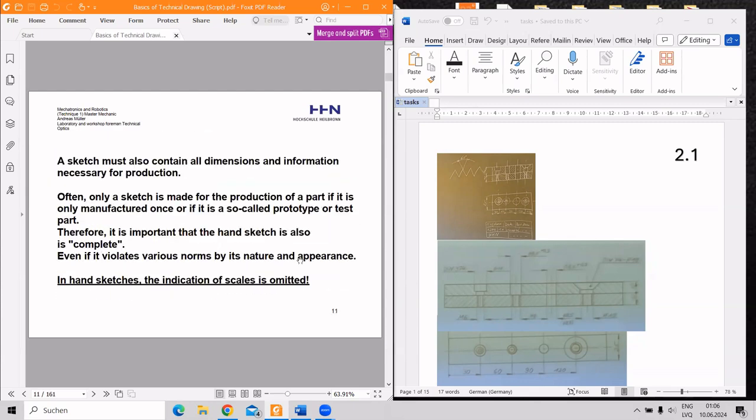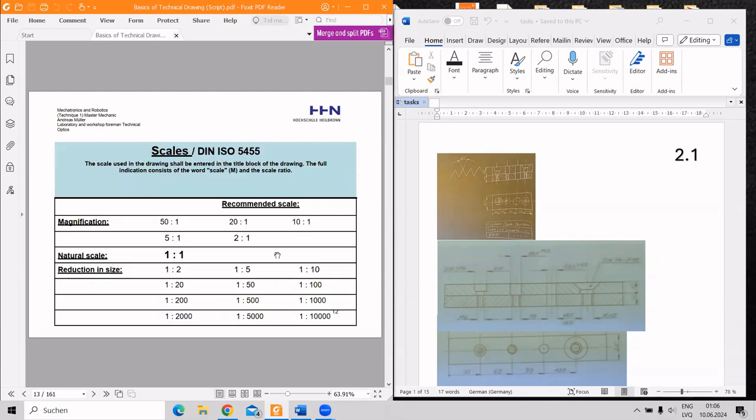So we will start with magnification scales. Reduction in size is when the second number is bigger, for instance, 1 to 2 or 1 to 5. And magnification is when the first number is bigger than the second, so 5 to 1, 2 to 1. Always we can use only numbers such as 1, 2, 5, 10, 20, 15, and so on, as mentioned here.